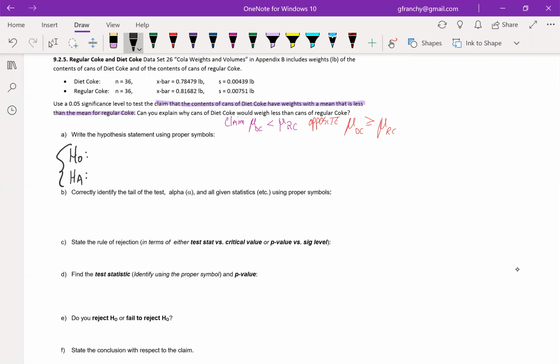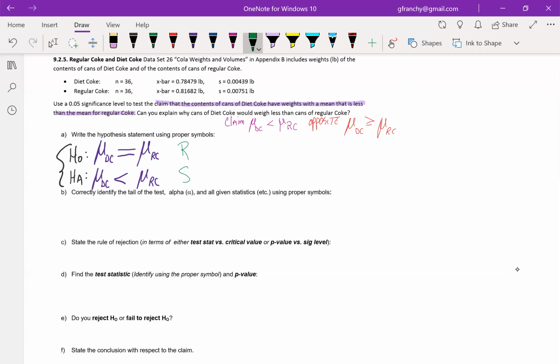Again, H0, HA, those are just labels. They're not equal to anything or greater than anything. They're just labels. So whatever we listed first in our claim is what we should list first here. Whatever we listed second is what we should list second here. What goes between them in the null? Equals, because it's always equals in the null hypothesis. The alternate hypothesis gets the strict inequality, that is the less than that we saw in the claim.